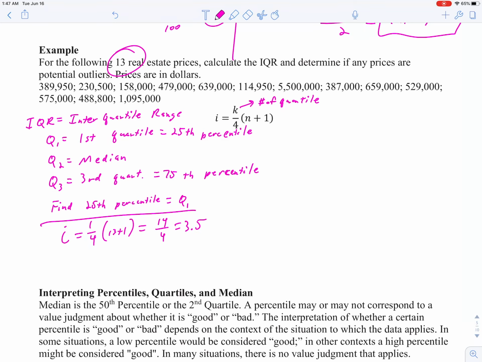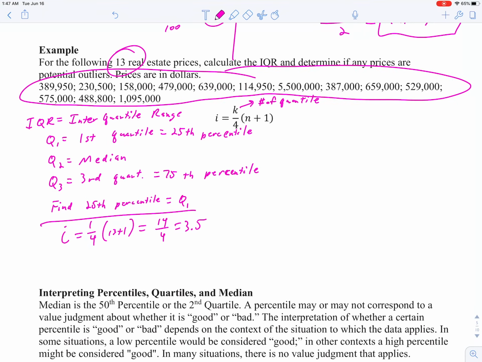which is 3.5. But again, we got a decimal. When we find these percentiles or quartiles, if we don't get a whole number, we find the lower and the bigger one. So in this case, we're going to look for the third data point in a row. These are not in order, but remember, to find these we have to put them in order first. I don't want to write all those down, but you'd have to put them in numerical order from left to right. Then we find the third data point and the fourth data point.